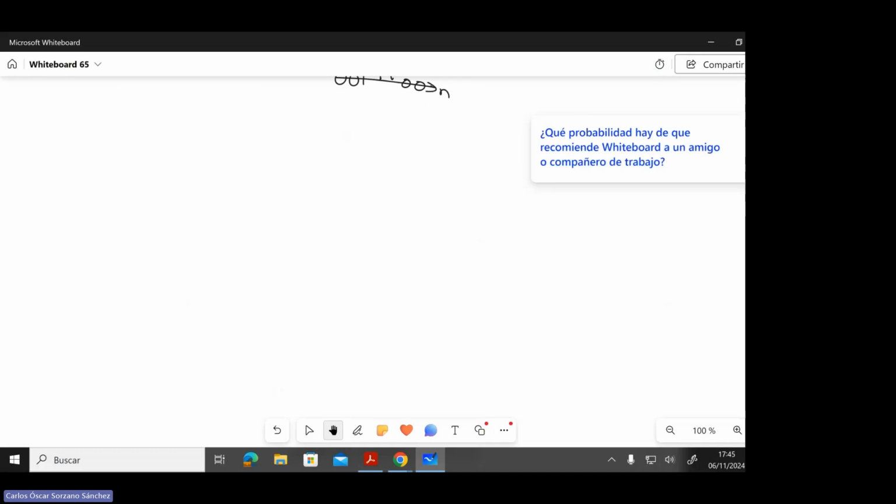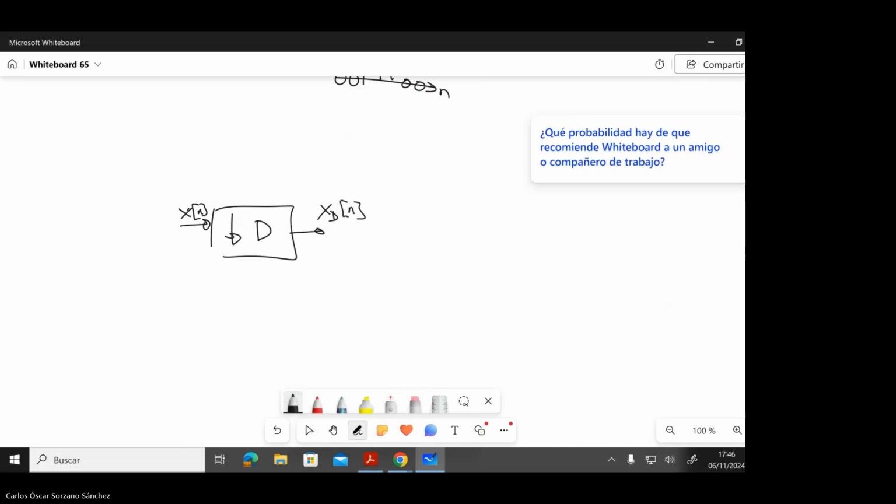So those are the equivalent. We have in 1 dimension x of n, that goes into the downsampling, and then we have x d, and this x d will be x of d n. Actually, that's not right. It will simply be x of d n.